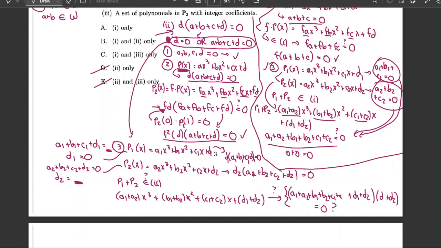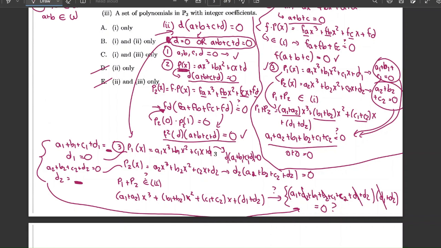And then d2 could be anything. So if this is the case, then when we go over here and look at the requirement, let's say d1 is equal to 0. So this is a 0, and this is a 0. And then a2 plus b2 plus c2 plus d2 is equal to 0. So a2, b2 plus, oh, what happened here?